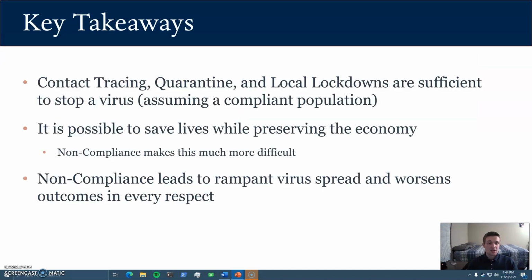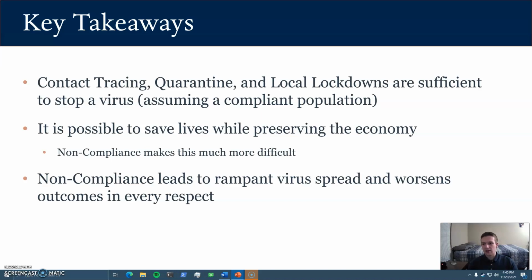And then lastly, talking about some of the key takeaways of this project. So specifically what I said before, contact tracing, quarantine, and local lockdowns, those three strategies together are sufficient to stop a virus. So you don't actually need a total lockdown to stop the virus and restrict movement. Those three on their own is enough. However, that does assume a compliant population. So once you start having non-compliance in the population, there's really nothing you can do to stop the spread. Really, all you can do then is to hope to reduce the number of deaths.